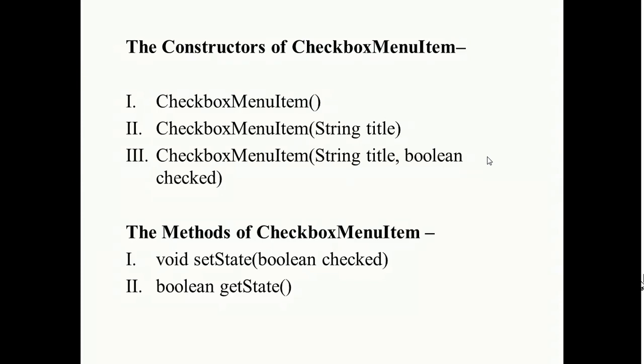Now see the methods of the CheckboxMenuItem. The first method is void setState, parameter is boolean checked. This method is used to set the state of the menu item. And the second method is boolean getState. This method returns the state of the menu item, and the value is true or false. These two are the methods of the CheckboxMenuItem.